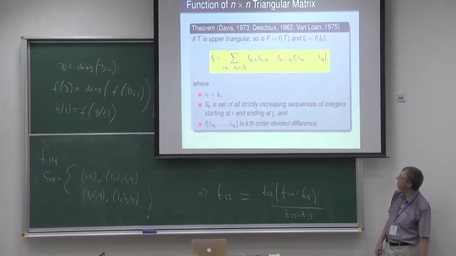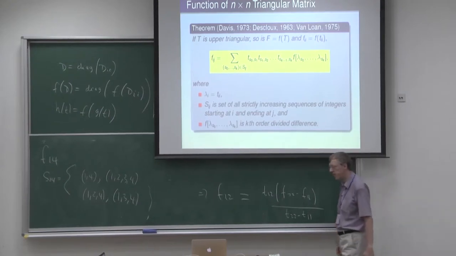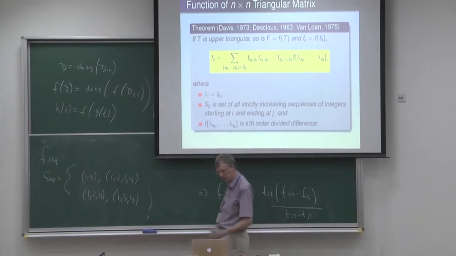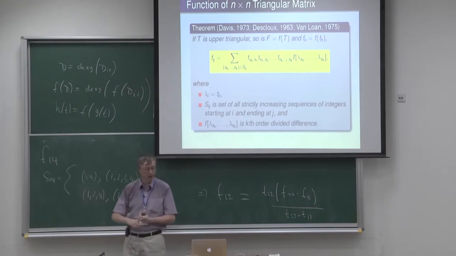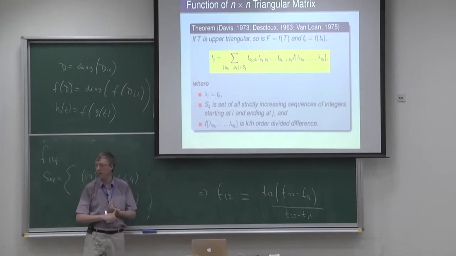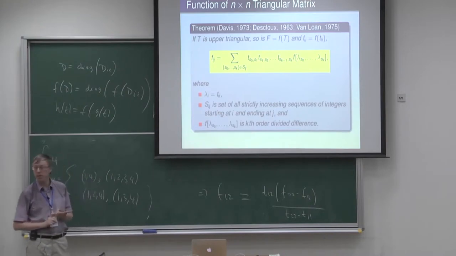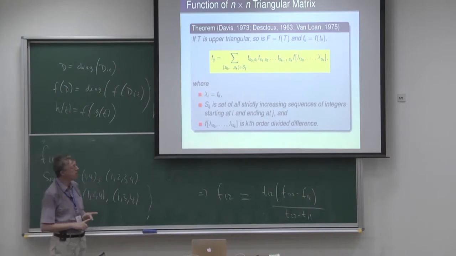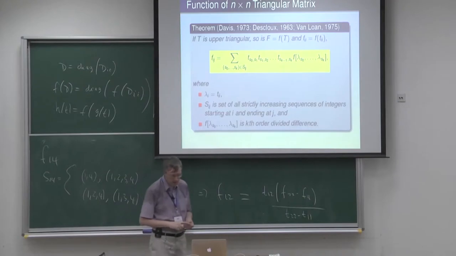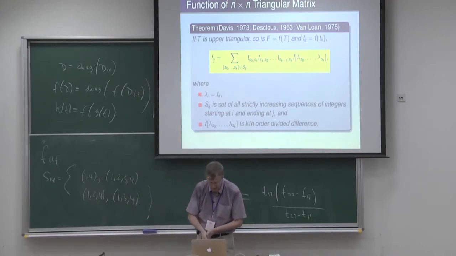So really, as far as I can see, that formula is interesting theoretically, but not something that's terribly useful practically. It's too expensive to actually evaluate because of the combinatorial explosion in the number of terms, and there's some subtleties of the numerics that would be difficult to overcome as well. But it does tell us what f of T looks like.